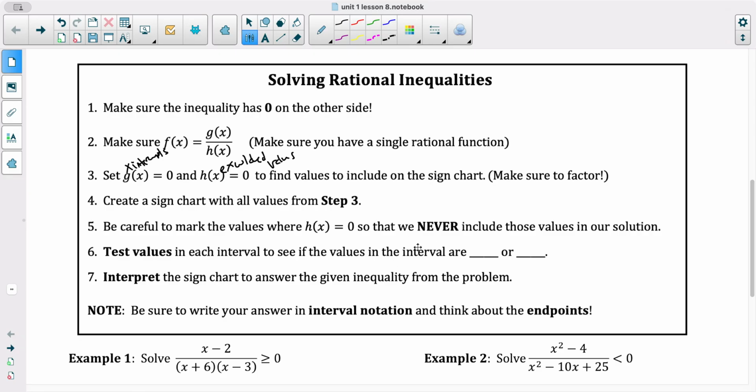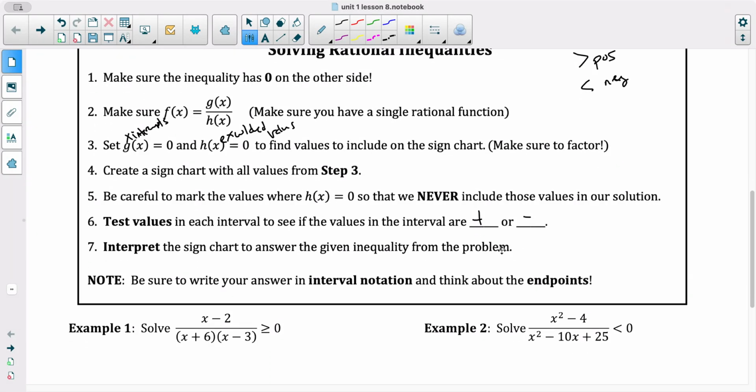Okay, so same thing that we did with polynomials. You are going to test values in every interval between your pieces to see if they are positive or negative, right? And then you will see where your answers are going to be, because again, if you have something that's greater than, you're obviously looking for those that are positive. And if you have a less than, then you are looking for those that are negative. So you have to make sure you're paying attention to your inequality sign. And we definitely need to talk about interval notation and think about where the ends of our graph are going, which goes back to 1.7 when we were dealing with end behavior.